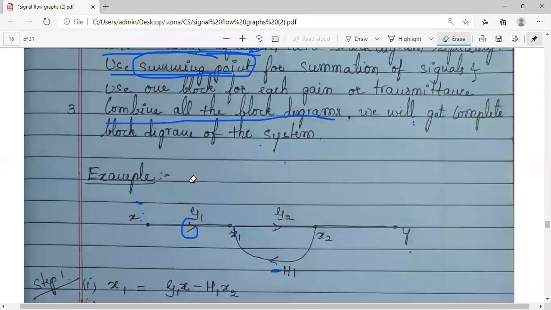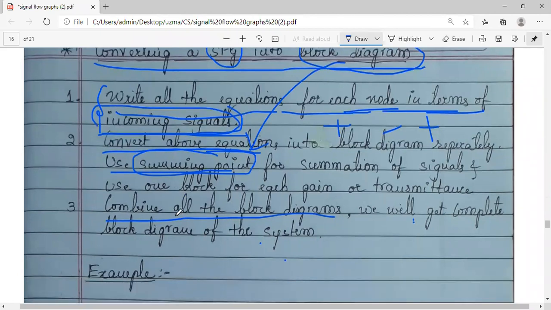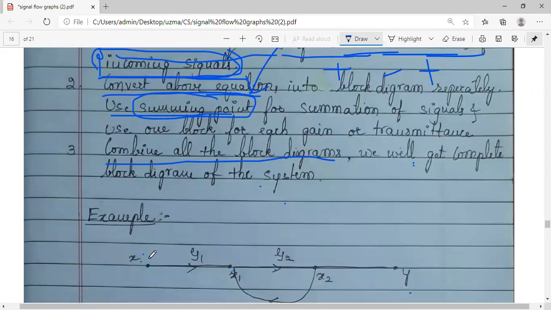How should the equation be? It should be in terms of the summing. See the equations for each node in terms of incoming signals, incoming signals only. So 4 nodes are available, and if I start with x, is there any signal coming into x? You don't have any signal.